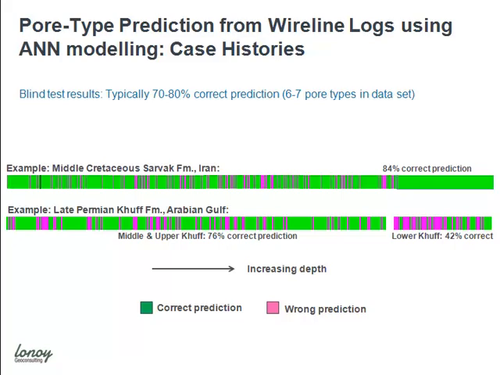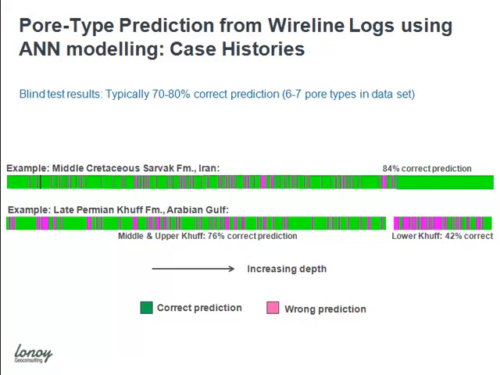Case histories show that we typically have 70 to 80% correct prediction when we have 6 to 7 pore types in the dataset. In the middle of this slide we see two wells that have been rotated 90 degrees counterclockwise, so that depth increases from left to right. Green color indicates intervals where pore types have been correctly predicted, whereas red color indicates intervals where pore types are wrongly predicted. The first example is from the Middle Cretaceous Savak Formation in Iran. We see that in this case we have 84% correct pore type prediction.